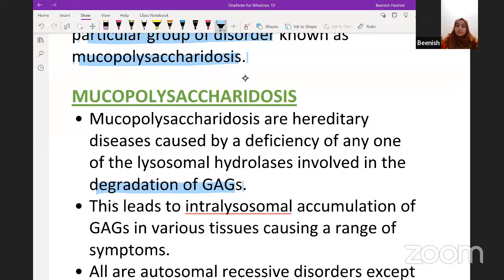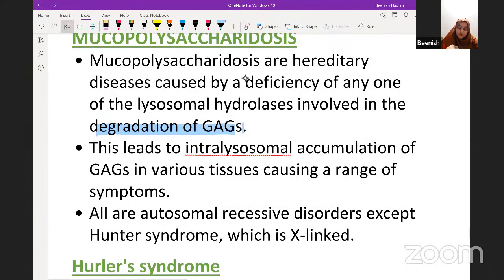So your mucopolysaccharides are hydrolyzed in the lysosome. And if there is a deficiency of any of the lysosomal hydrolases which are involved in the degradation of these mucopolysaccharides, it leads to what is known as mucopolysaccharidosis. So basically, what is mucopolysaccharidosis? It is a defect in the degradation of GAGs in the lysosome. So what will happen because of this? It will lead to intralysosomal accumulation of GAGs. That is, inside the lysosome, your GAGs will start accumulating in various tissues, causing a range of symptoms.